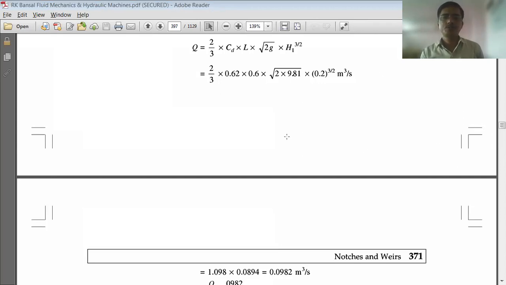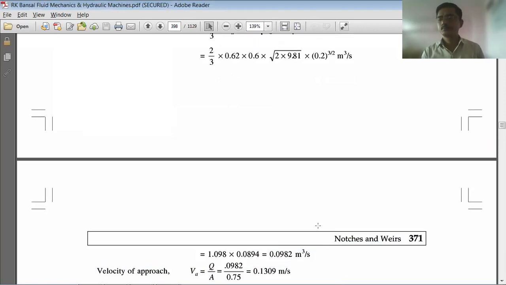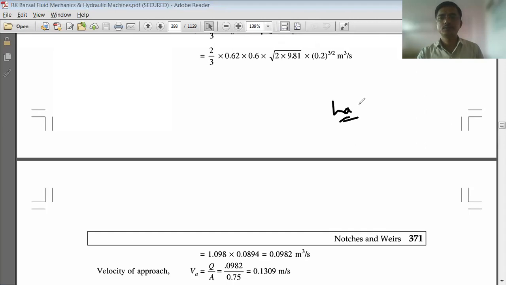Okay, what is the velocity of approach? 0.130. Okay, Rutuja, then Sandeep has got the velocity of approach 0.130, correct? Now, after finding this velocity of approach, what do we have to find out? HA, right? Small HA we need to find by using the formula V square upon 2g. That is the additional head.